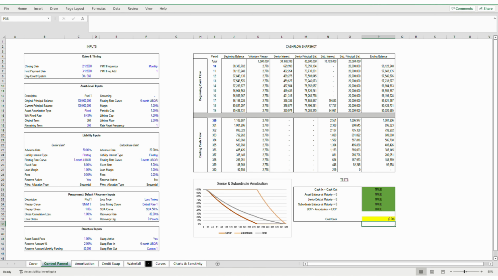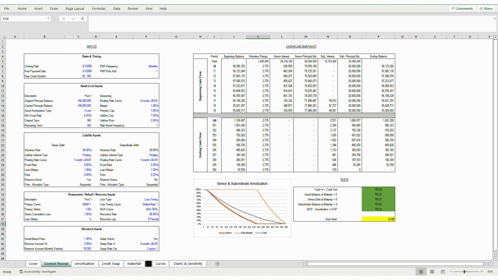What you can see here is what I call the control panel, which is made up of three distinct components. Inputs, which are mostly dynamic and color-coded with blue text, and static inputs, which are color-coded as black. The second component is the cash flow snapshot, which allows the user to peer into the model without actually scrolling through the waterfall or the amortization worksheet. When I was building the model, I would have to move to, say, period 200, and then to period 100, and then period 150, and you just lose a lot of time that way. So the cash flow snapshot is purely for user efficiency.